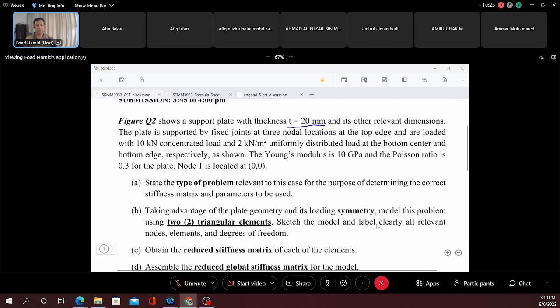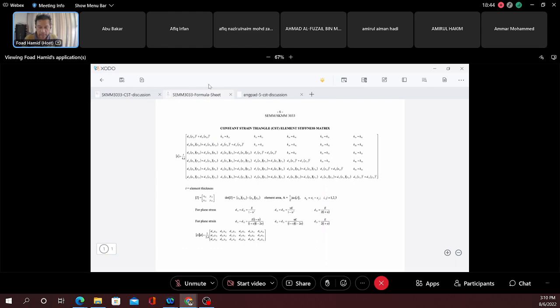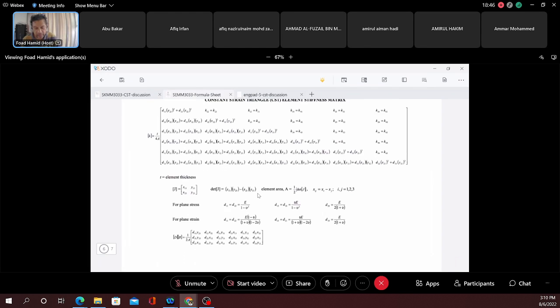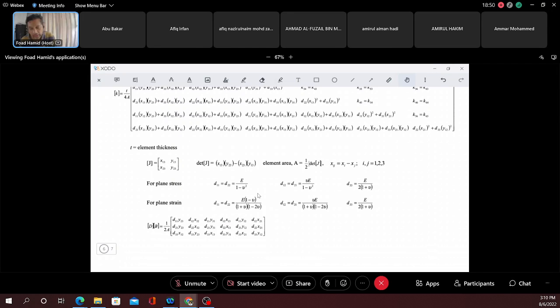I don't know if you remember from watching my video lecture, but there are two types of problem in CST. If you take a look at the formula sheet here, note that there are two types. First, let me change to red color.